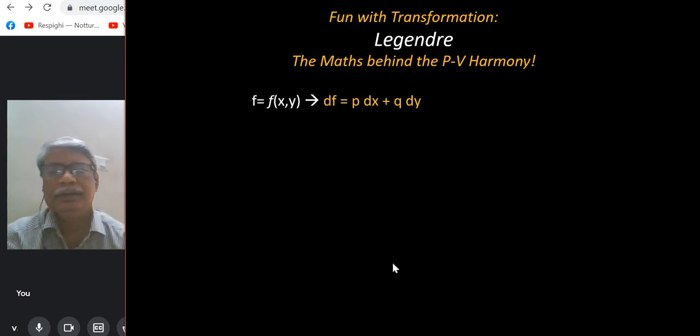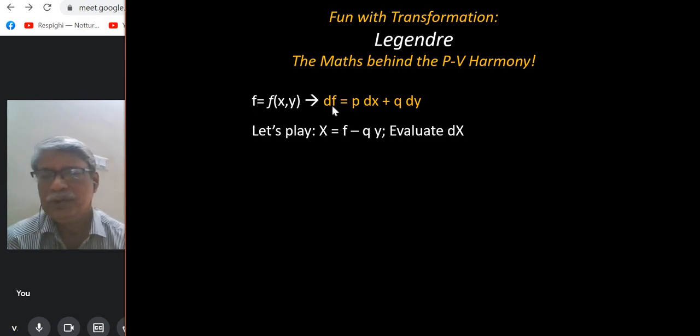Well, let us suppose that there is a function f, a function of x and y, and you can write the total differential df as p dx plus q dy. Now, you want to get a new function, say capital X, which would be a function of x and q, not y. So you want to define a new function, starting from the original function f, which is given to you.